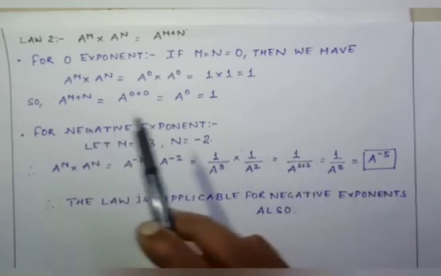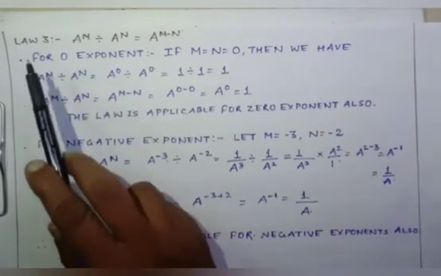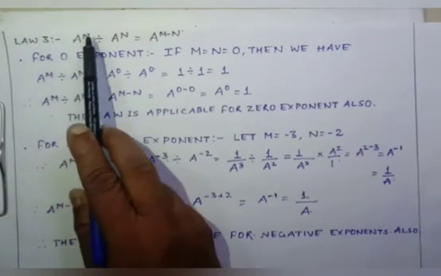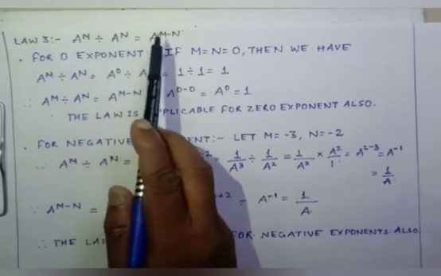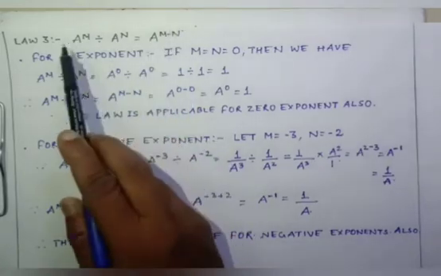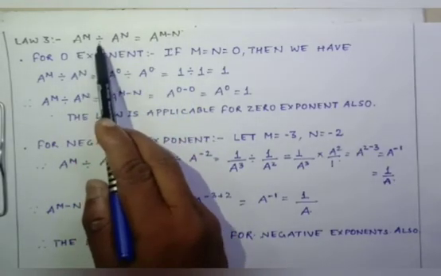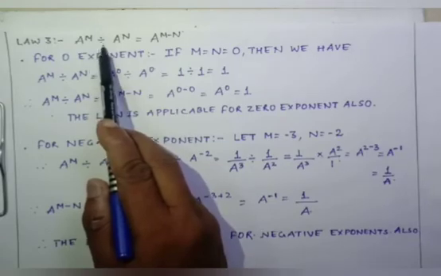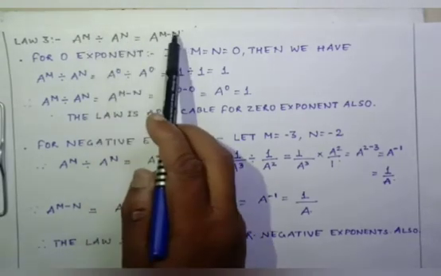I hope the second law is very much clear to everyone. Let us come to the third law, that is a to the power m divided by a to the power n is equal to a to the power m minus n. Over here the bases are the same but the powers are different and the sign is division. Division sign is over there. So the powers will be subtracted.